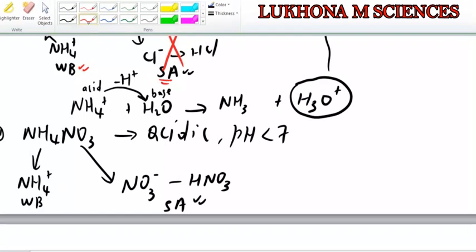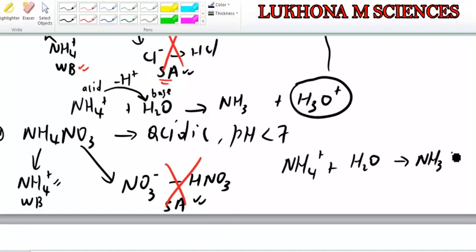So we perform hydrolysis in that case. This, since it's from a strong acid, will not undergo hydrolysis. We are left with this one. So ammonium ion plus H2O will give us ammonia plus H3O plus. Because of this, the salt is acidic.